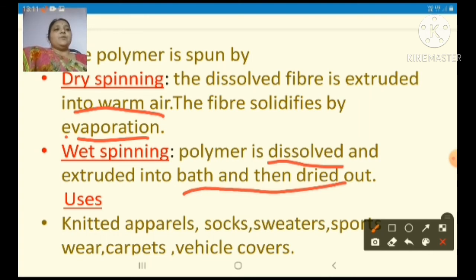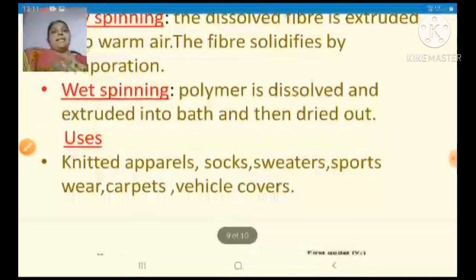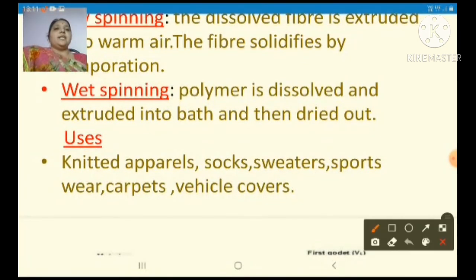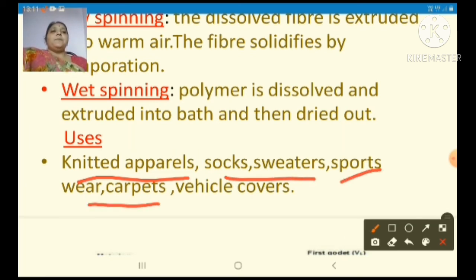And if you see the uses of acrylic, it is used for knitted apparel, that is, for the purpose of knitting sweaters or socks, sportswear, carpets and also vehicle covers.